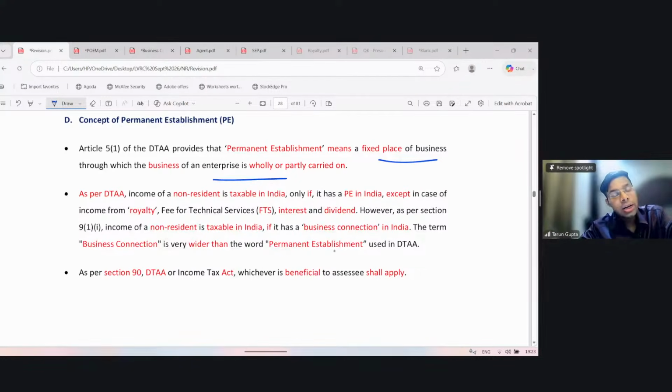However, as per Section 9(1)(i), income of a non-resident is taxable in India if it has a business connection in India. The term business connection is very wide compared to the word PE used in DTAA. And as per Section 90, DTAA or Income Tax Act, whichever is more beneficial to the assessee, shall apply. So if there is a DTAA and the assessee does not constitute a PE, then his income is not taxable even if it constitutes a business connection, because as per Section 90, he can opt for the provisions of DTAA if they are more beneficial to him. Right?